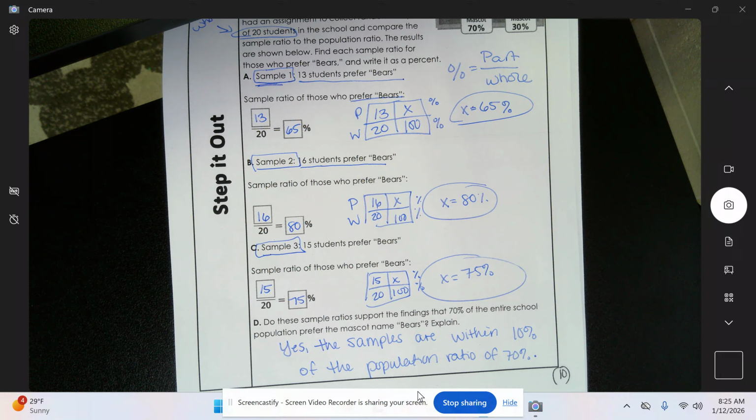Does everybody understand how we got to that logic? Can you see how we got there? Even if we average these three together, how do I find the average? You do it every week with your homework. So 65 plus 80 plus 75, and then divide that sum by 3. What do you get? 73. Is 73%, the average, close to the population? Yeah. Okay, that's another way you could do it.